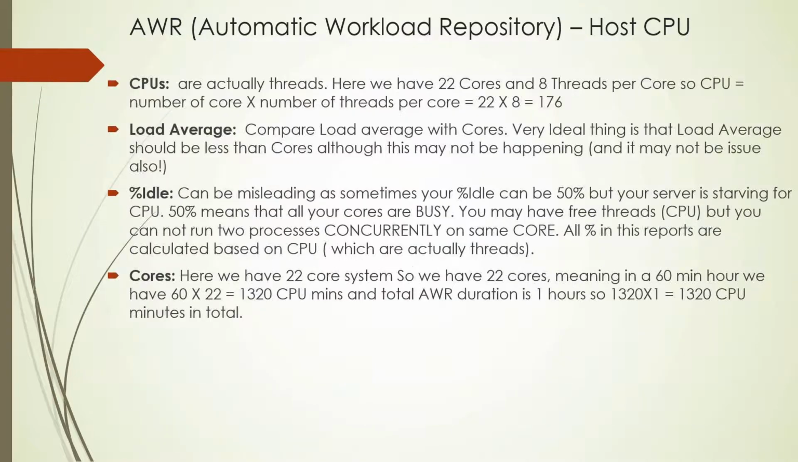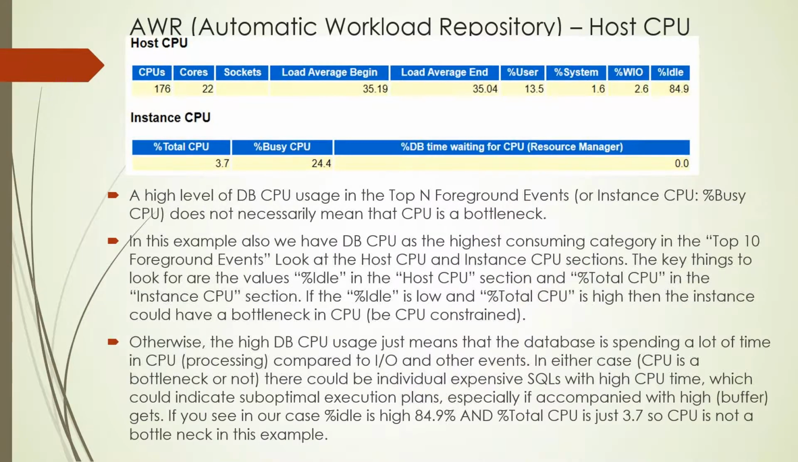Okay. This is some basic information on how you actually interpret the CPUs. Here, CPUs are counted as threads, right? So whenever we see 22 cores and 8 threads per core, the CPU count will be 176. You can see there are 22 cores, and a particular core has 8 threads. So 22 by 8 is 176. You can see this CPU is 176. That means 22 cores, and each core has 8 threads.